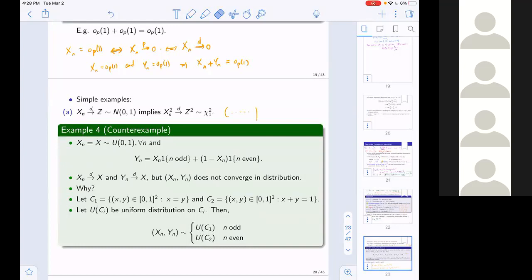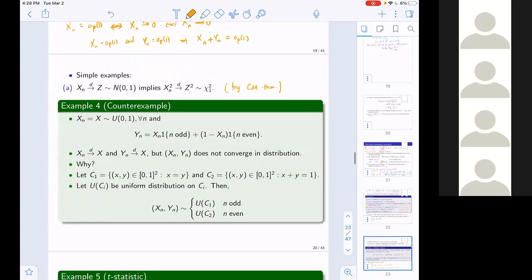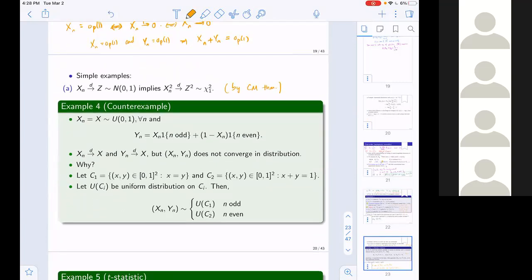Part C. Part C, yeah. So this would be continuous mapping, by continuous mapping here. Okay, so here's a counterexample for Slutsky's lemma, or part D.